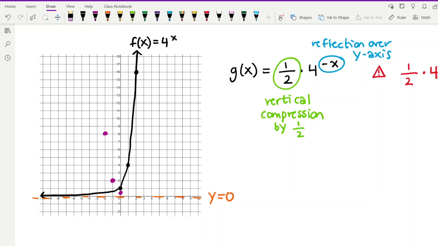And so now we can just connect the dots, and we end up with something like this. So in this case, again, the horizontal asymptote stays at the same place, even though the graph is approaching it from the other side.